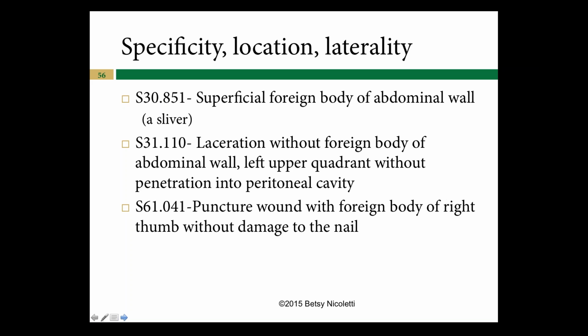So you can see that we're going to have with and without foreign body, with and without penetration into the cavity, and very specific part of the abdominal wall. Puncture wound with foreign body of the right thumb without damage to the nail. Anytime we have the with and without, we know we're going to have many more codes for options.